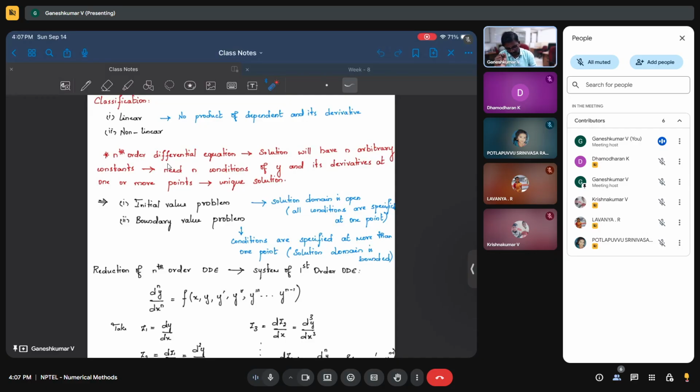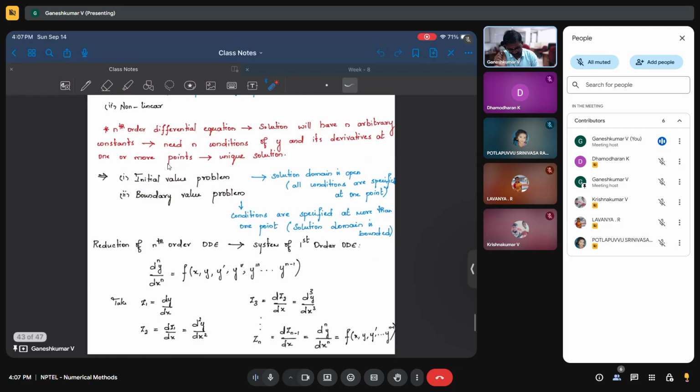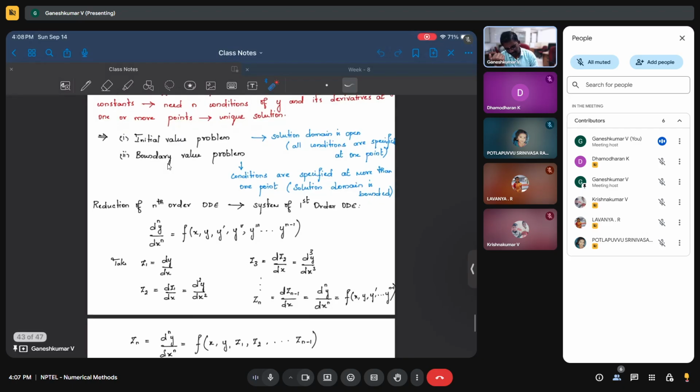Okay, so that is the difference here, the non-linear equations and non-linear ODEs. The nth order differential equation requires n arbitrary constants, which means you should provide n conditions in order to completely determine its solution, or in this case a unique solution. Based on these conditions, you can divide it as either initial value problem or boundary value problem.